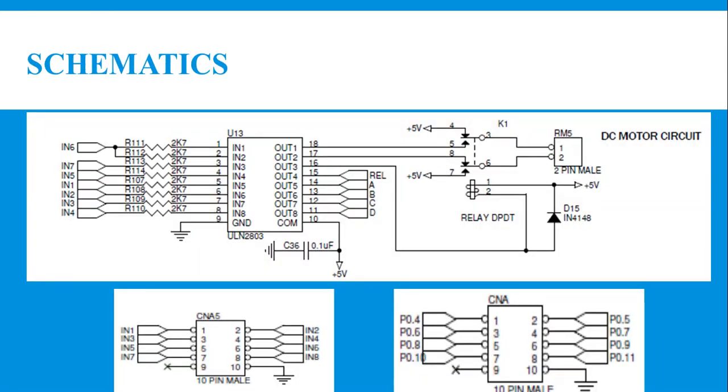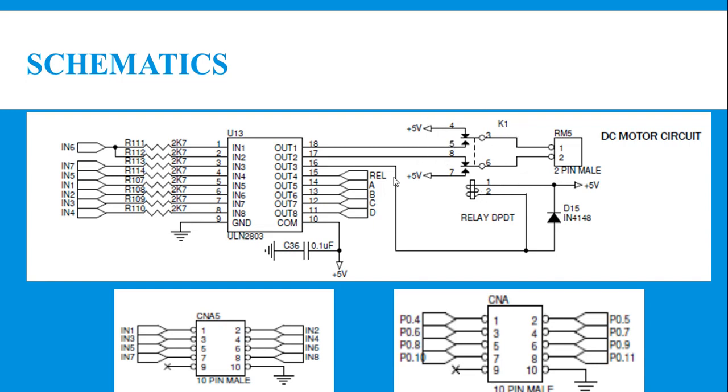So let us look into the schematic. Again, the DC motor is a high load device, so your microcontroller cannot drive the DC motor directly. Hence there is a requirement of a motor driver. Here ULN 2803 is used as a DC motor driver, and we are also using a double pole double throw relay to control the direction of the DC motor.